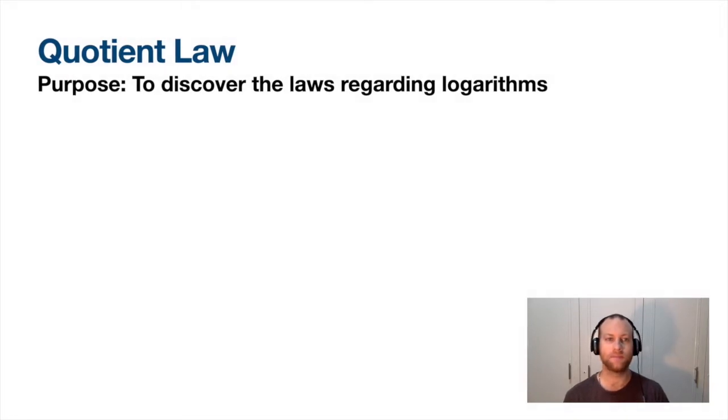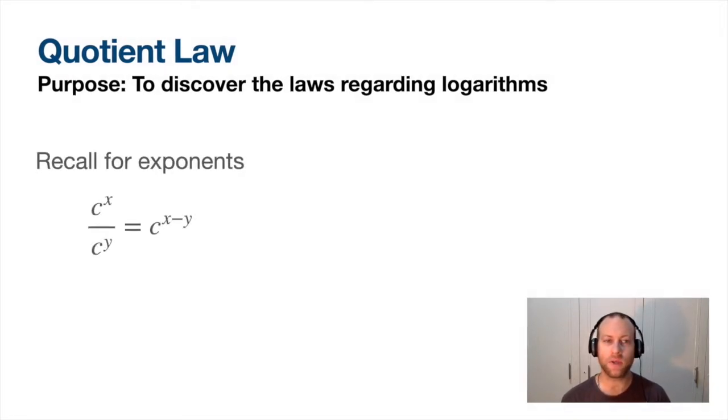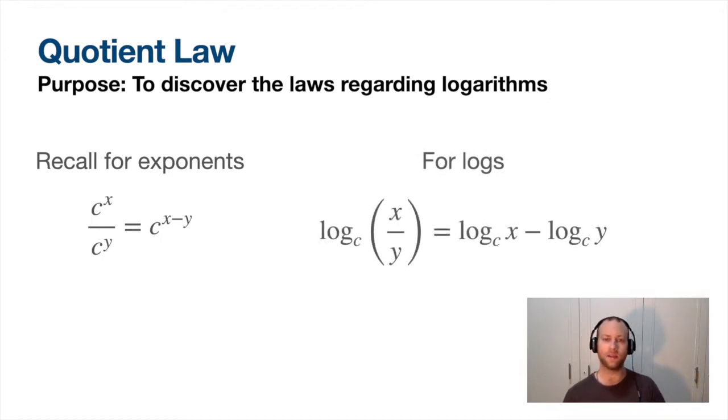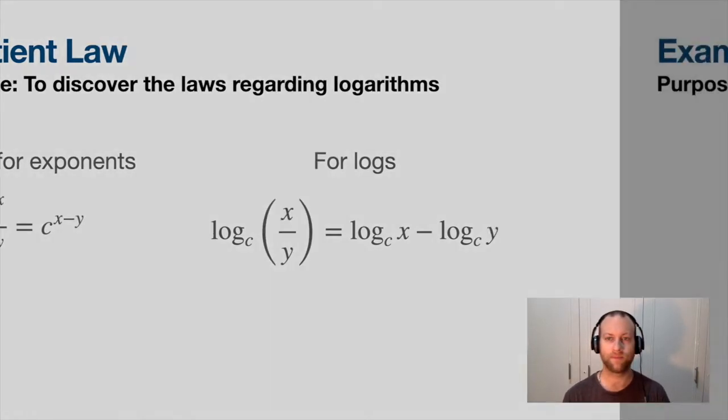Let's look at the quotient law. Recall for exponents, if you're dividing exponents with the same base, you subtract the powers. So for logs, if I have a log where I'm dividing 2 things, I'm subtracting logs. So again, exponents, if you're multiplying, you add the powers. If you're dividing, you subtract. For logs, if you're multiplying in the log, you add separate logs. If you're dividing in logs, you subtract. Let's try it out.